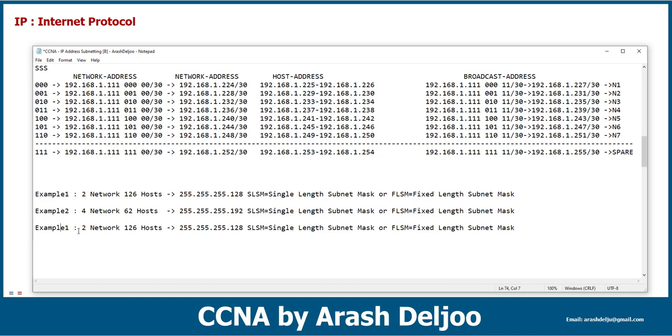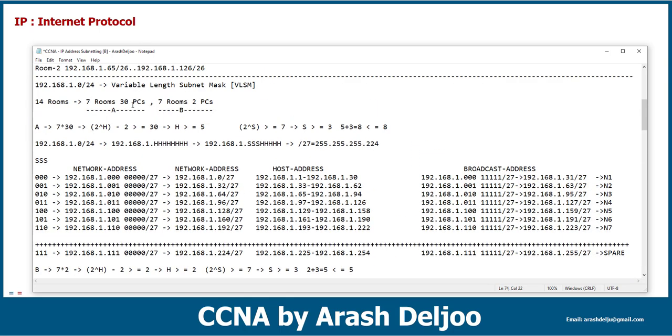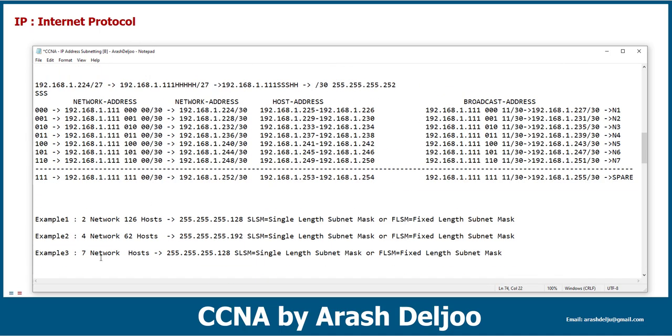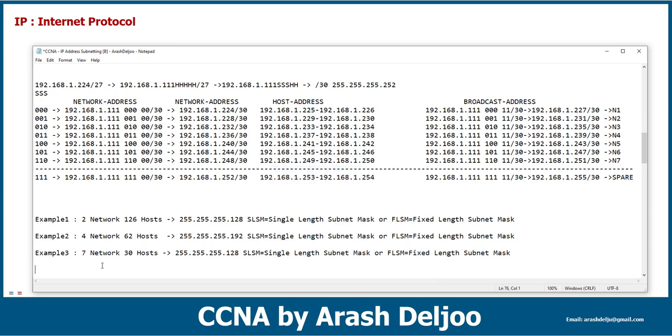Let me write here. In example 3, we needed 7 networks. In each network we have, for example, as you can see here, 30 IP addresses, or 30 hosts, okay? 7 networks with 30 hosts, 30 PCs. And after that, beside that, we have 7 networks with 2 IP addresses in each network. Let me write here. This is the second requirement. 7 networks with 2 IP addresses, 2 hosts in each network.